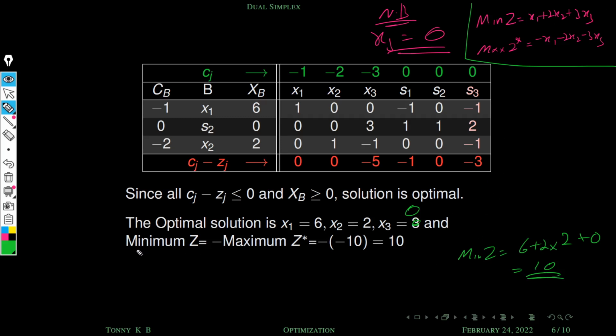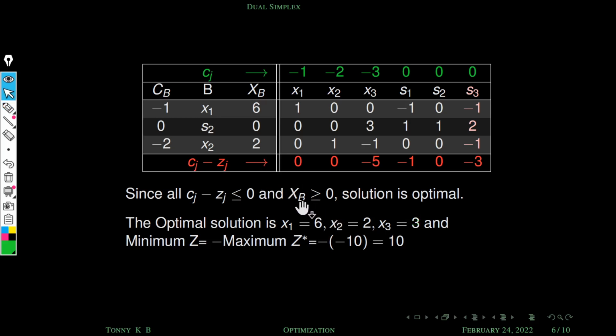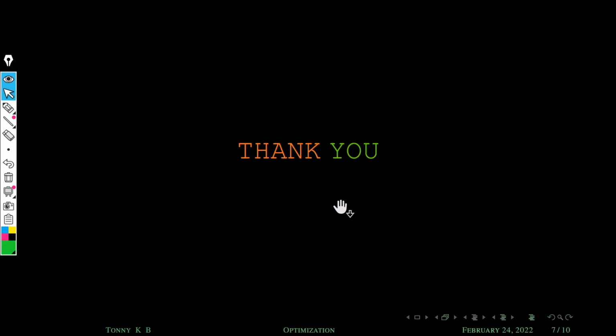Or you can find this minimum using this relation: minimum of z is equal to minus of maximum of z star. So you have to substitute 6, 2 and 0 in this expression. Its value becomes minus 10, and there is one more minus, so minus of minus 10 is plus 10. Anyway, the minimum value of z is 10 at the point (6, 2, 0). Clear? That's it. Okay, so this is the idea of the dual simplex algorithm. Thank you.